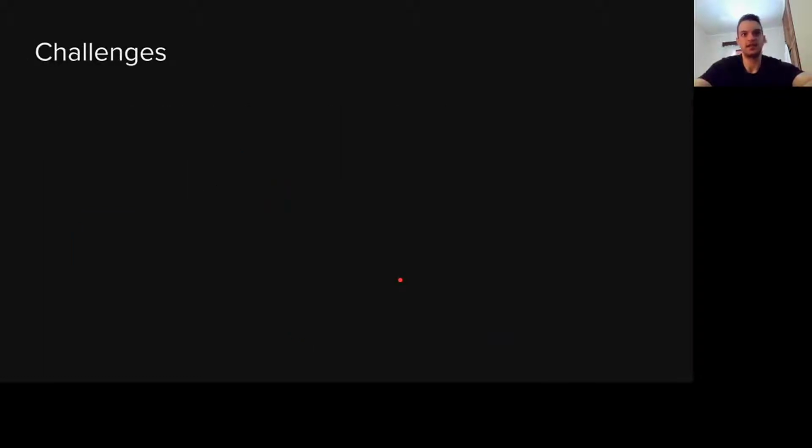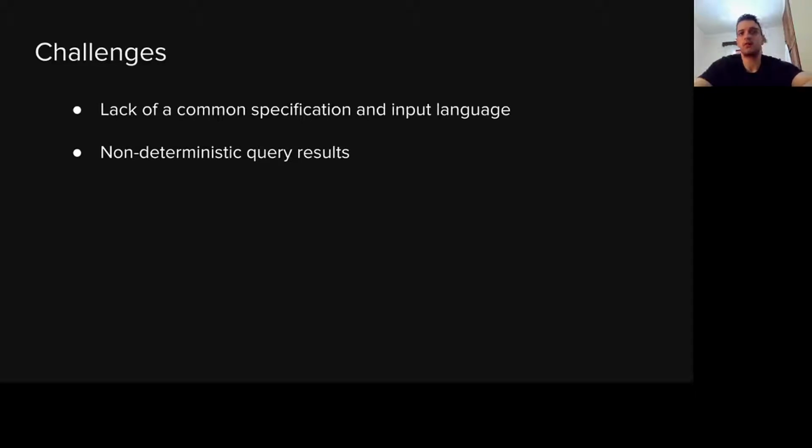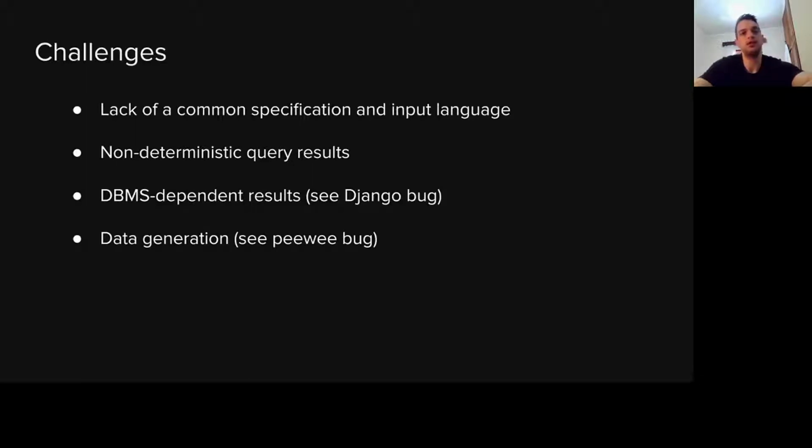However, applying differential testing to ORM systems is not straightforward. First, ORMs lack a common specification and input language. Each ORM provides its own API exposed in different programming languages. Second, some query results are not deterministic. For example, when we have an unordered query, the underlying database system is free to fetch the corresponding records in any order. As we saw earlier in case of the Django bug, some results are DBMS dependent, and last but not least, beyond ORM inputs, we also need to generate data, because if the underlying database contains no records, every ORM query, and in turn every SQL query, is doomed to produce empty results. So in such a scenario, comparisons between ORM outputs would be meaningless.